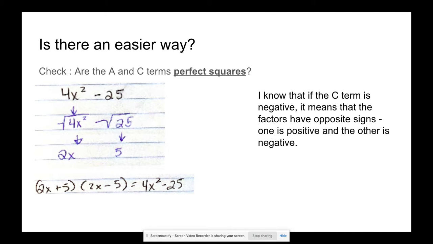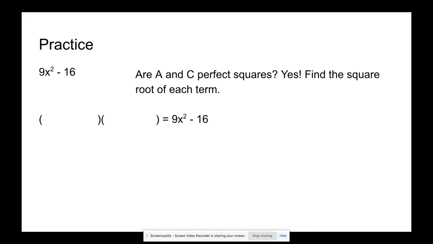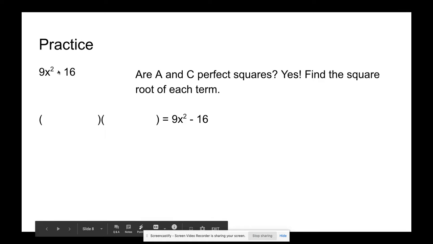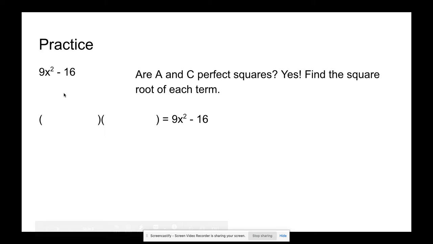So let's see this in practice. I have 9x squared minus 16. Are A and C perfect squares? Yes. Is it a subtraction problem? Yes. So now I find the square root of each term. The square root of 9x squared is 3x, so I can write that in both of my parentheses. And the square root of 16 is 4.